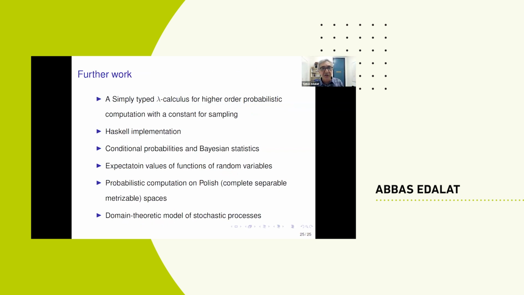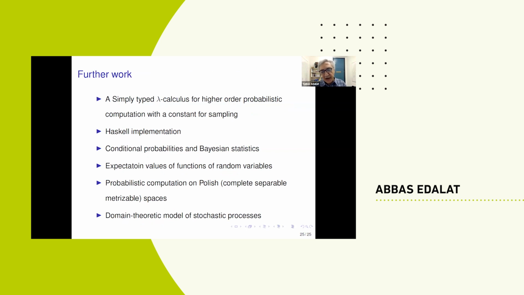So let me finish by saying that there are a number of directions of further work. One obvious extension is a simply typed lambda calculus for higher order probabilistic computation with a constant for sampling and a basic Haskell implementation. And the hope is that we can have a very simple implementation in Haskell that can actually be used in practice.